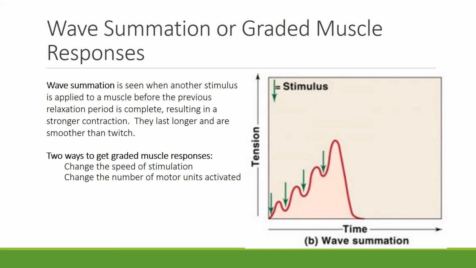Sometimes there's more than one stimulus. When another stimulus is applied to a muscle before the previous relaxation period is complete, the result is a stronger contraction. They last longer and they are smoother than twitch.